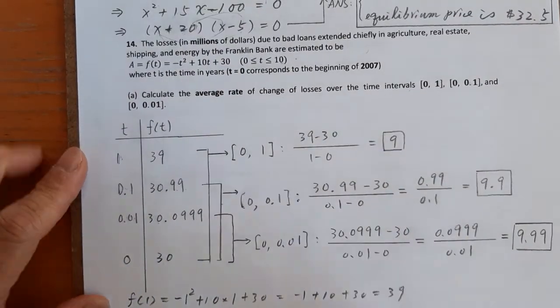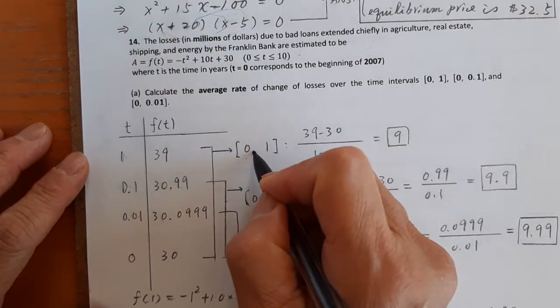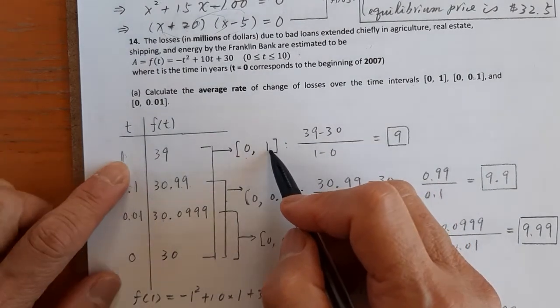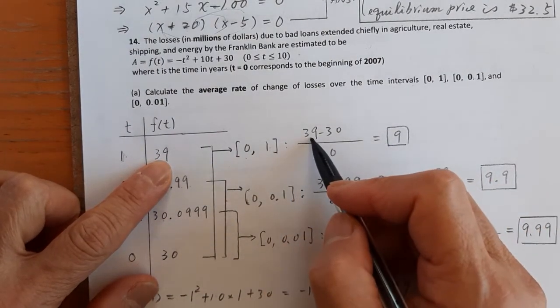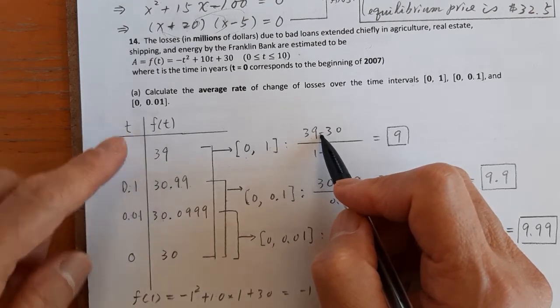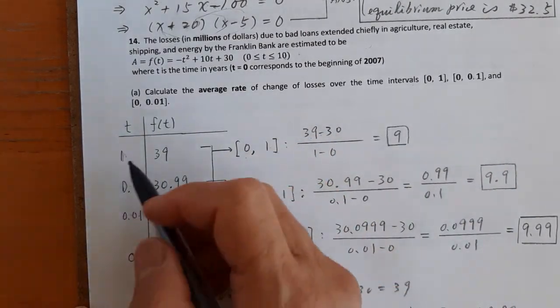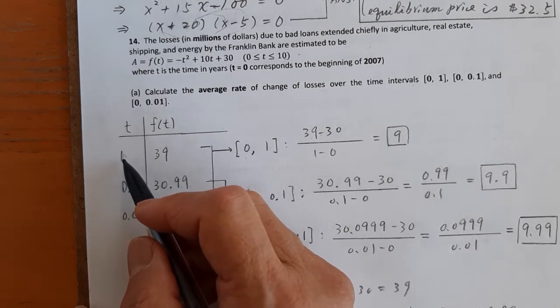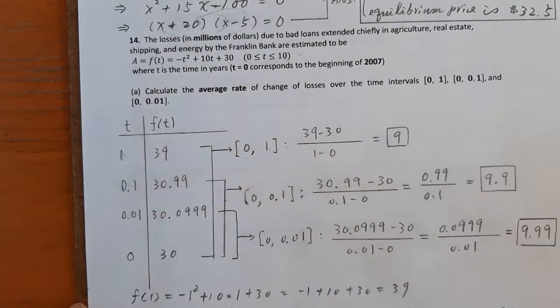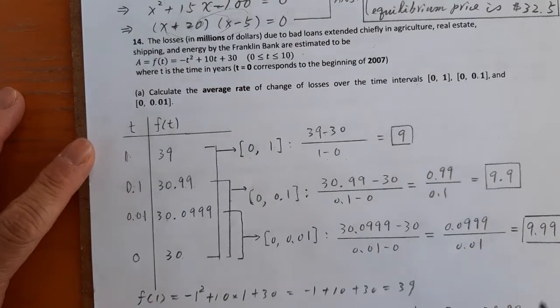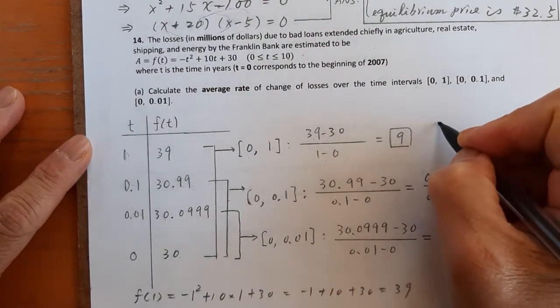Then we figure out the interval 0 to 1. So f of 1 is 39 minus f of 0 is 30, over 1 minus 0. So 39 minus 30 over 1 minus 0 gets us 9. So this is $9 million per year loss, $9 million.